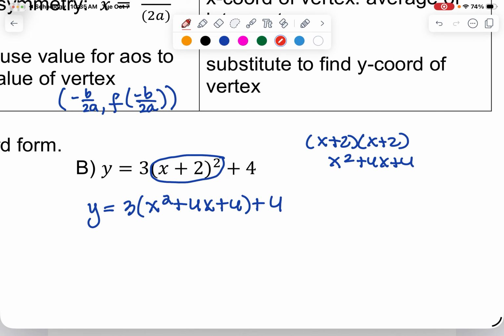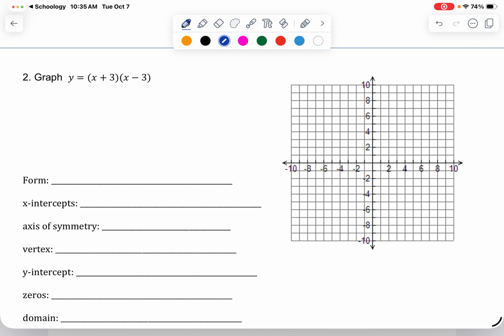All right, next we'll do some graphing. You'll hear me say a lot that you can do this, or you can do this. So just keep that in mind: if you don't know how to do it one way, you can do it another way. All right, so what form is this?